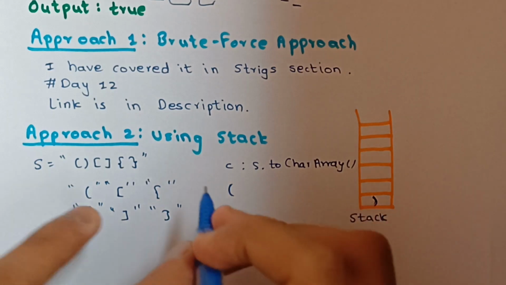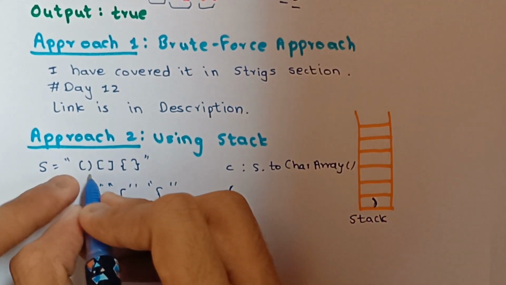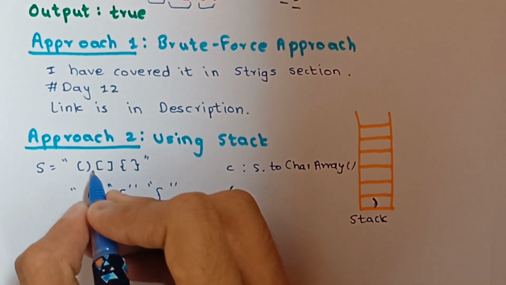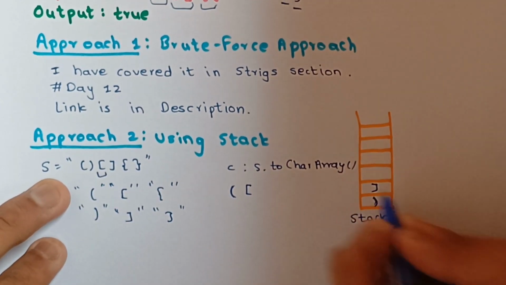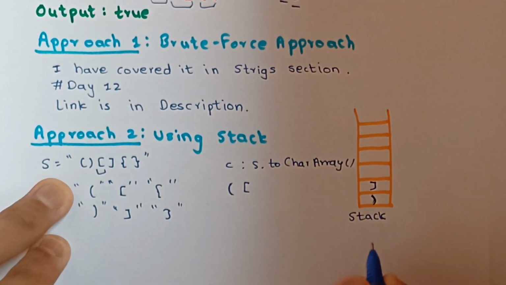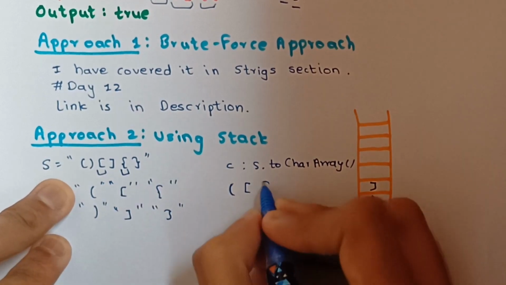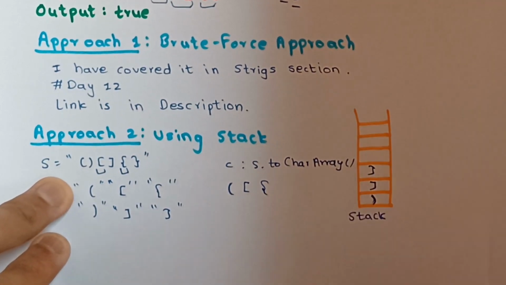Okay, now our pointer moves to here. This is a closing bracket, so it will not impact anything. Now it is a square bracket, so we will close this. We will push the closing bracket. Now it is this opening curly bracket, so we will push the closing curly bracket.